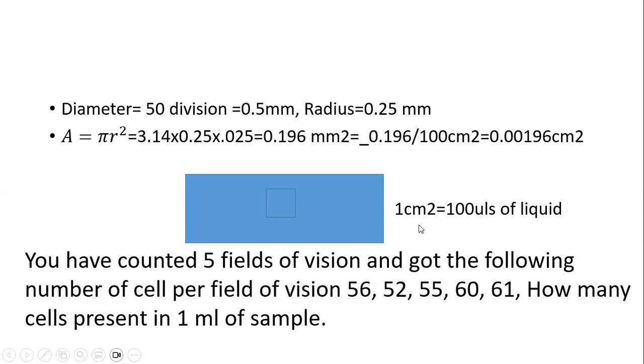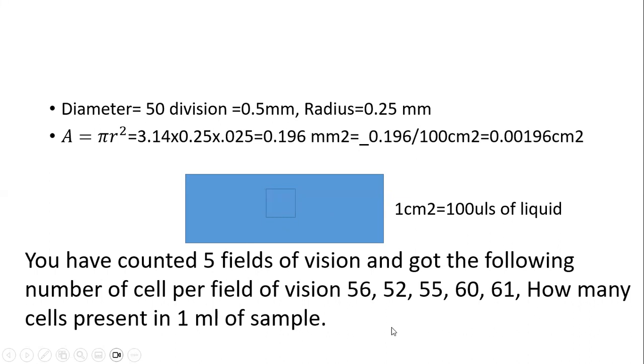Okay. So once you have this information, the next step is to count the number of cells present per field of vision. We will count at random 5 different fields of vision. Randomly, we will count here, here, at 5 different locations. These are the numbers that I have, for example. After this, we need to take an average.